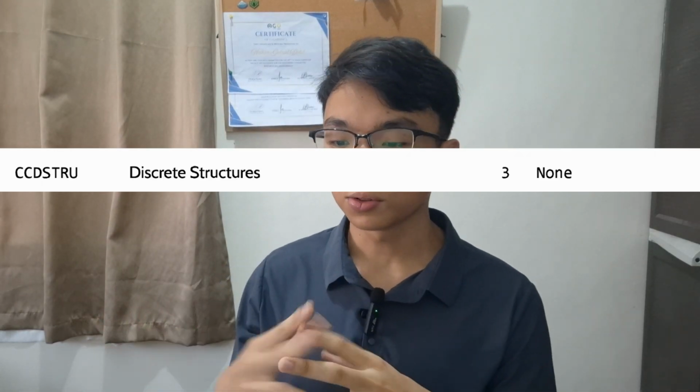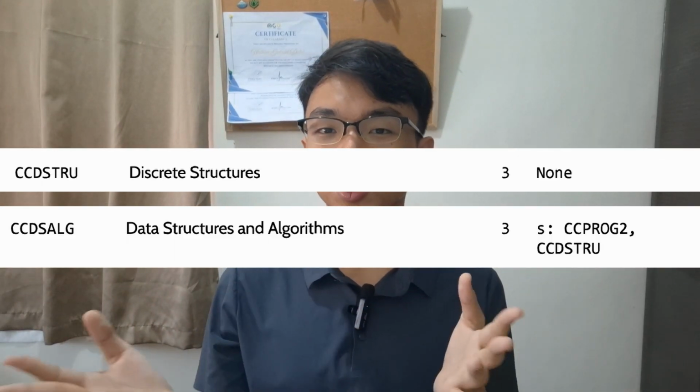The theoretical CES subjects such as CC Distro and CC Disalg also typically grade through long exams. So there will be one exam for the midterm, one exam for the finals, and then I believe CC Disalg also had a machine project that you had to pass by the end of the term. So how would you prepare for these subjects specifically?